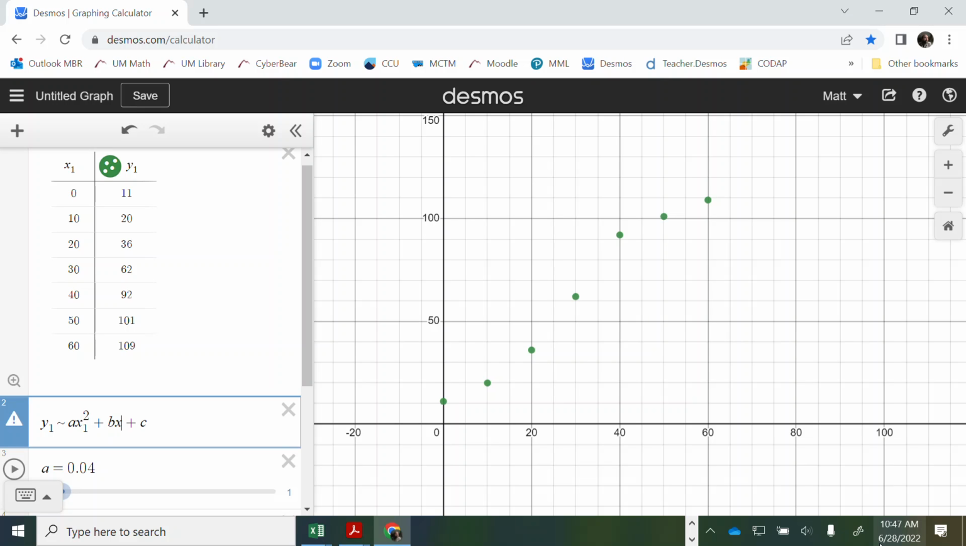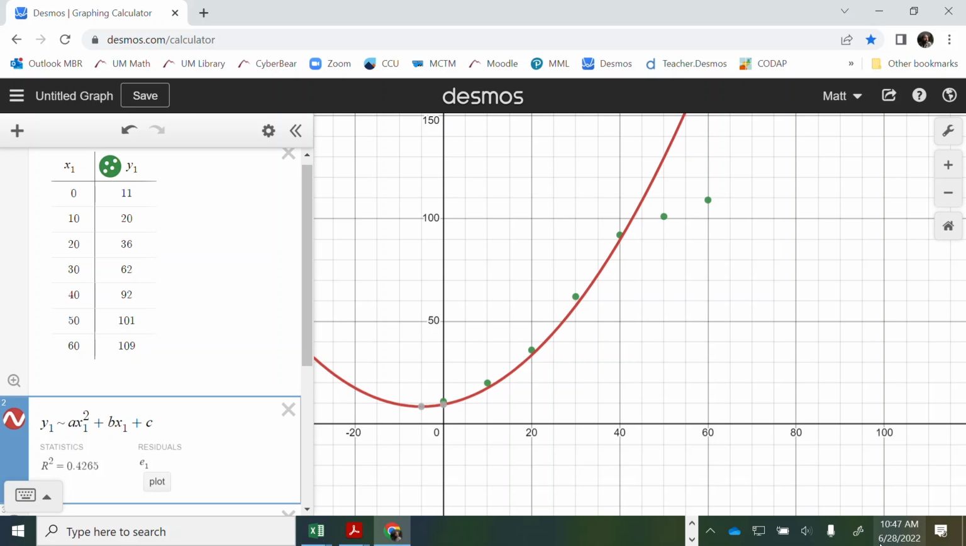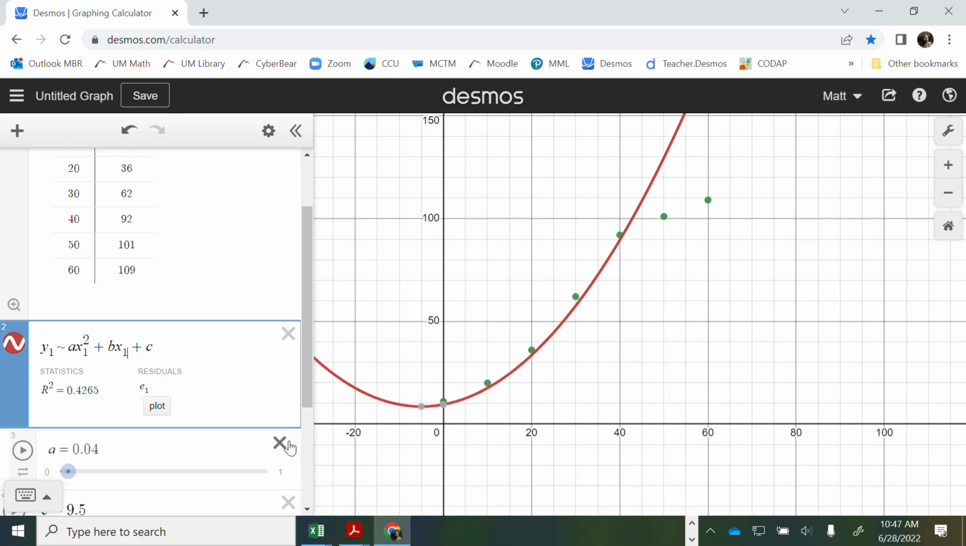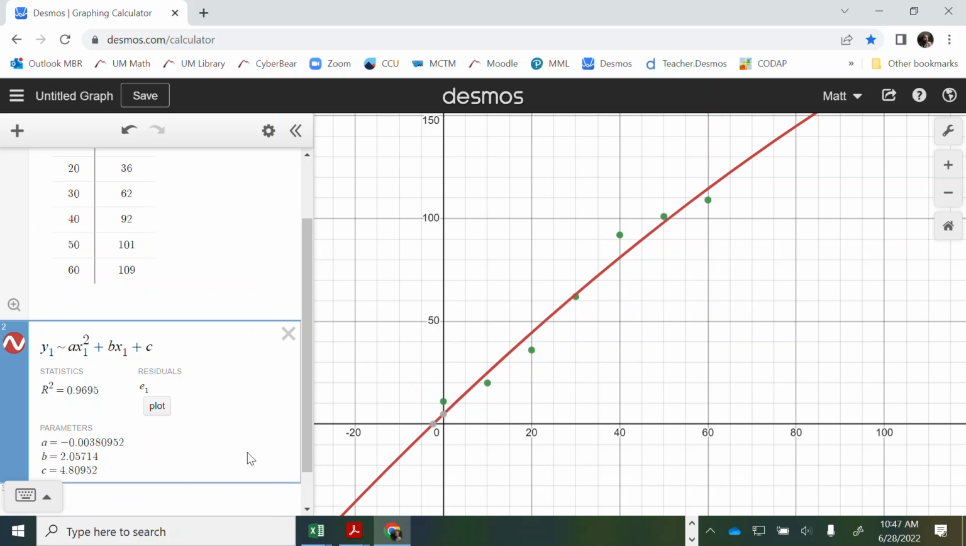So what this is really saying is relate y sub 1 to x sub 1 using the model ax squared plus bx plus c. And you can see what happens is you get this model. I'm going to go ahead and get rid of these guys. Well, there's, I guess, the best fit quadratic according to Desmos. And you get some statistics here.